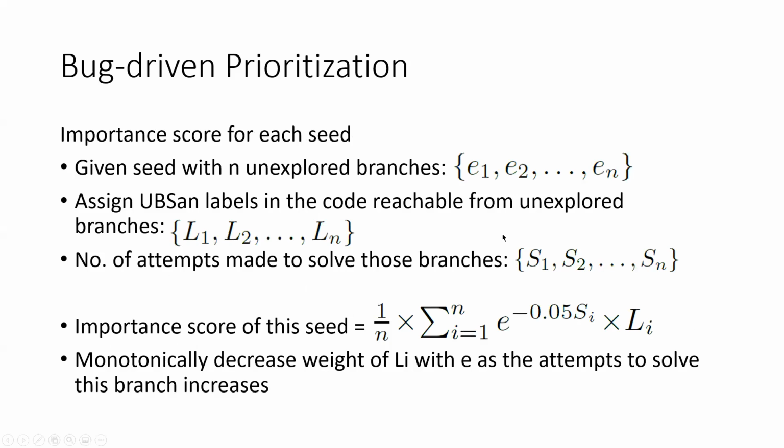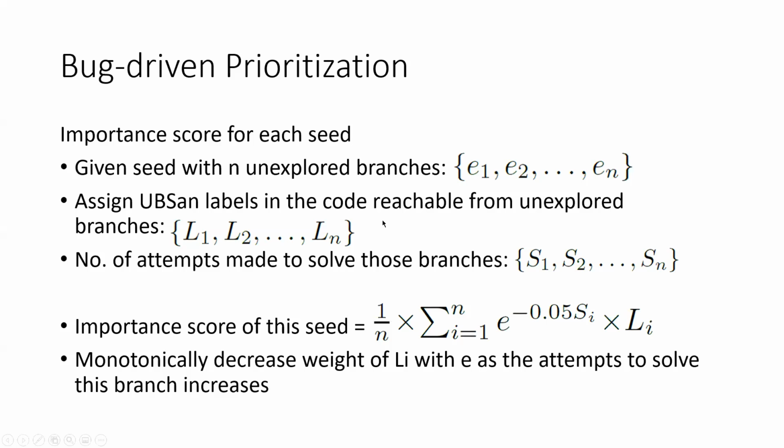So we give each seed an importance score. So we use it to prioritize that. To calculate this importance score, given a seed with n unexplored branches, we have to explore each unexplored branch to figure out what code regions are reachable from these unexplored branches.